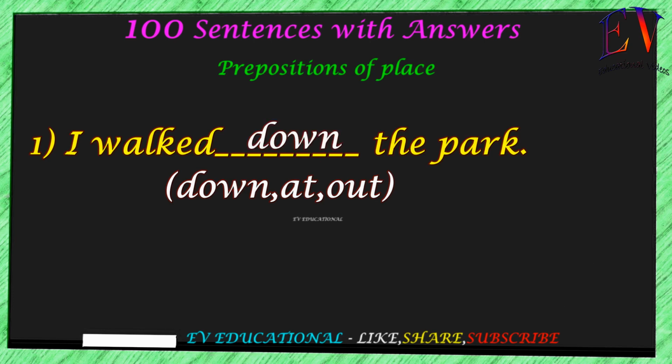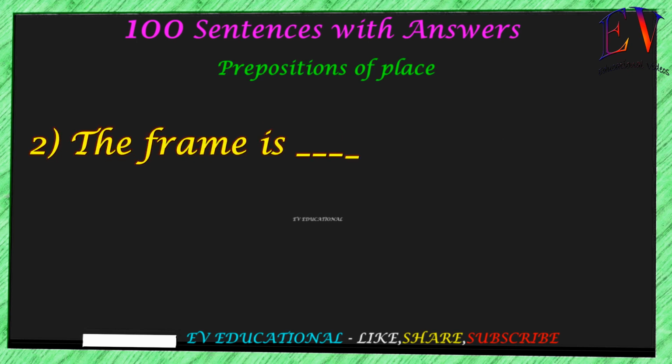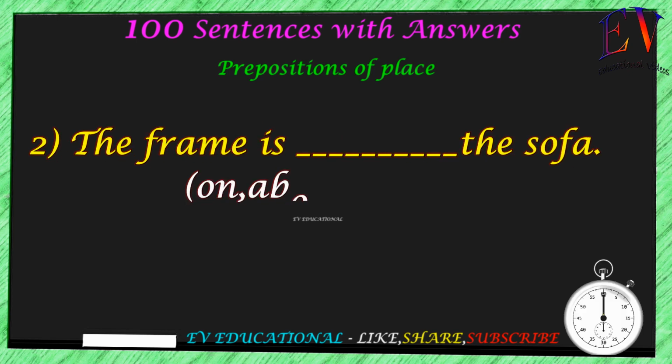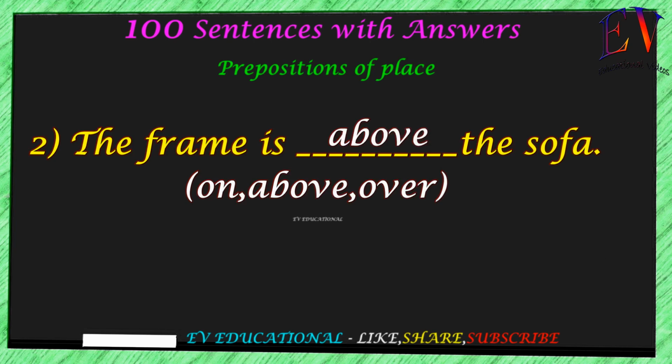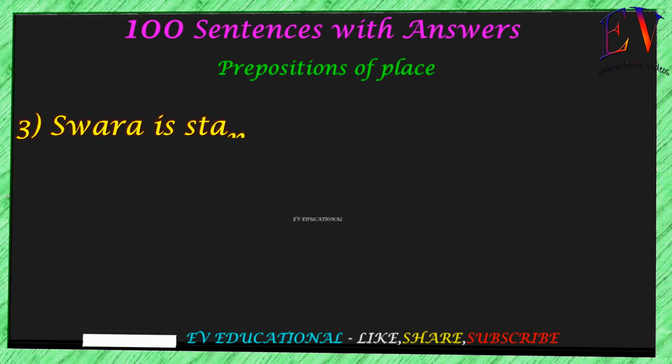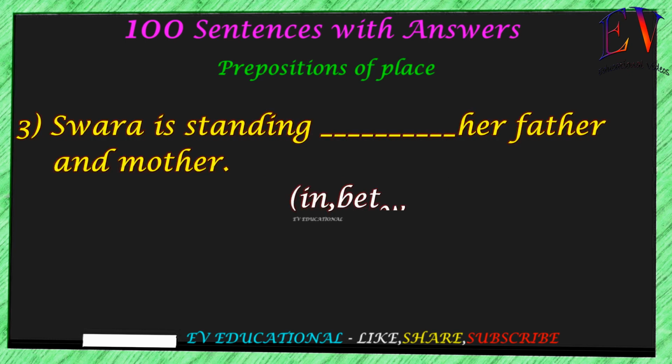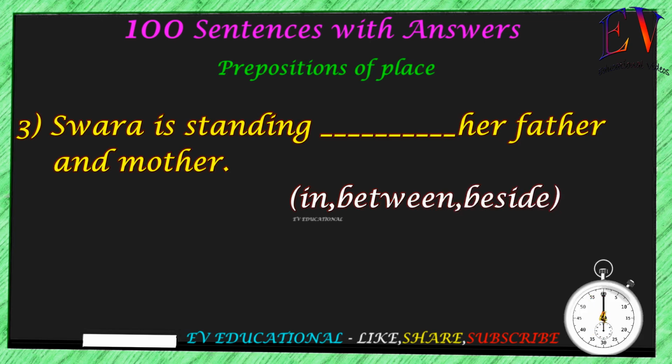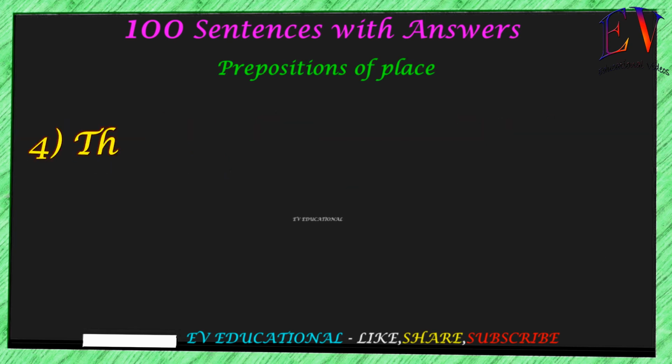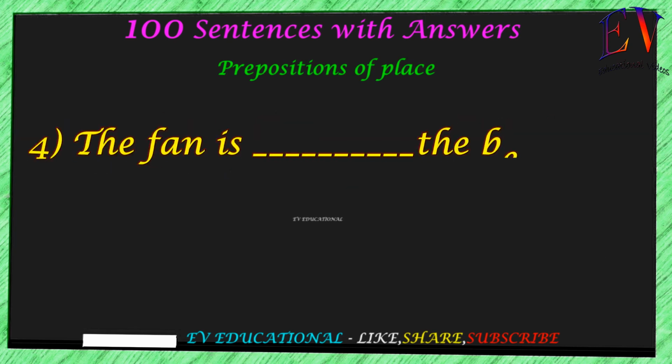Down. The frame is ___ the sofa. Above. Sora is standing ___ her father and mother. Between. The fan is ___ the bed.